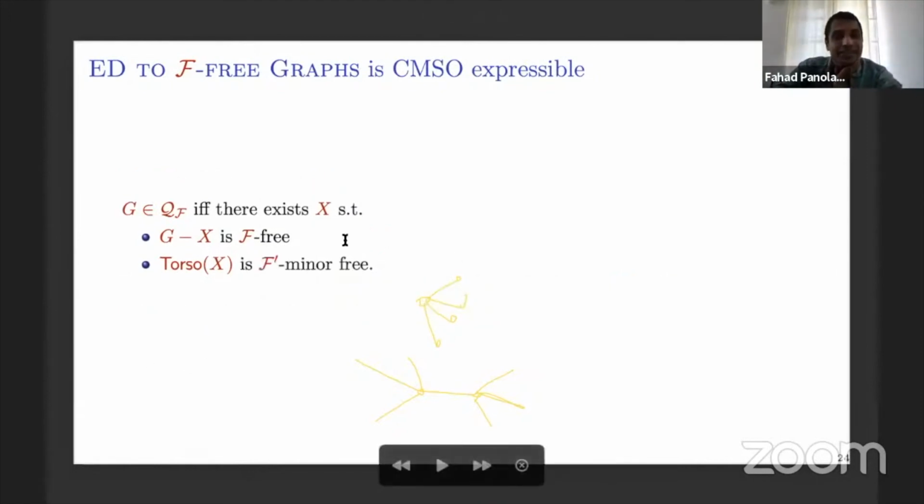And this gives the following characterization. G belongs to Q_F if and only if there exists a vertex set X such that G minus X is F-free and the torso of X is F'-minor free, where this F' depends on k.